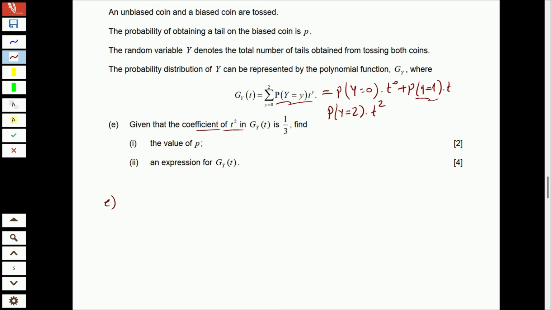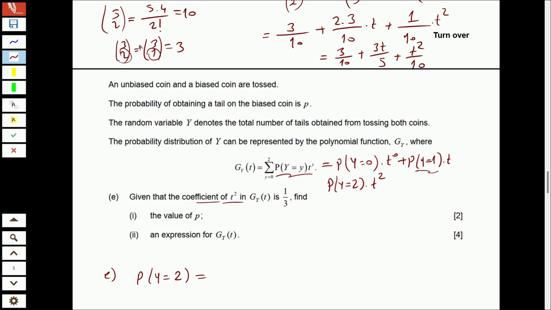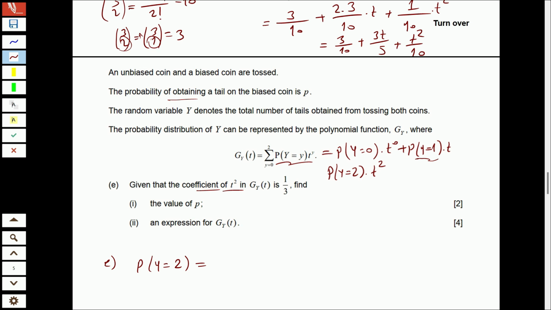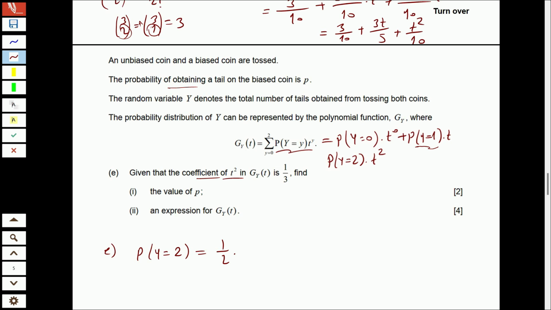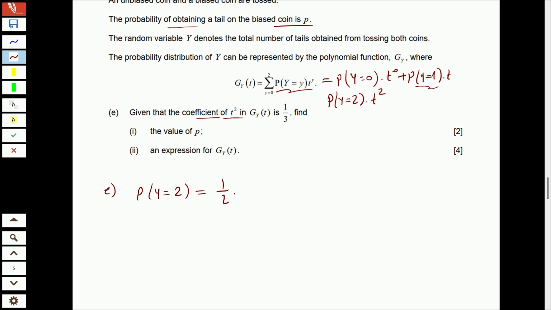At the question. The coefficient of t square is the probability of y equal to 2, meaning the number of tails, like the probability of obtaining a tail. All of them will be tails. If it is unbiased, it will be 1 over 2. And if it is biased, it's given that it is p. 1 over 2 times p will be the coefficient of t square. It is 1 over 3. From here, you can write p equals 2 over 3.